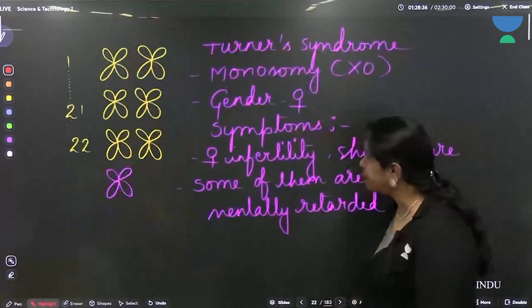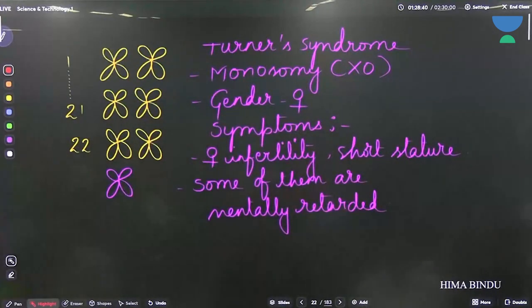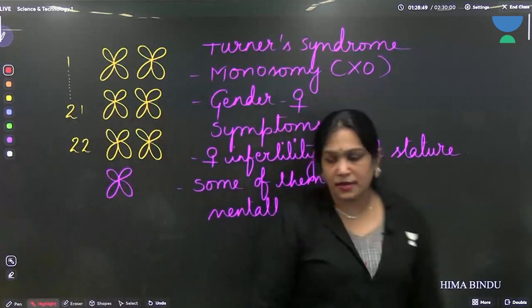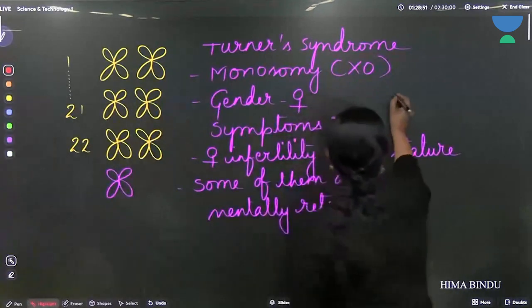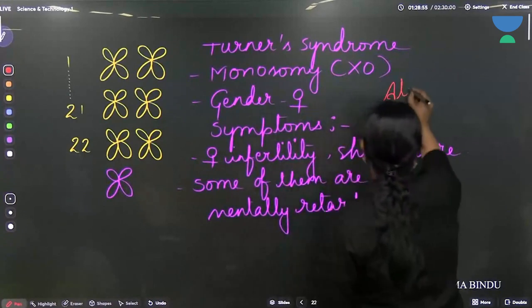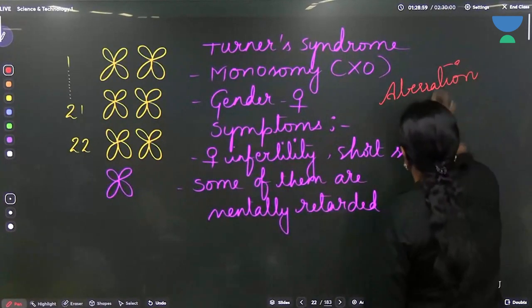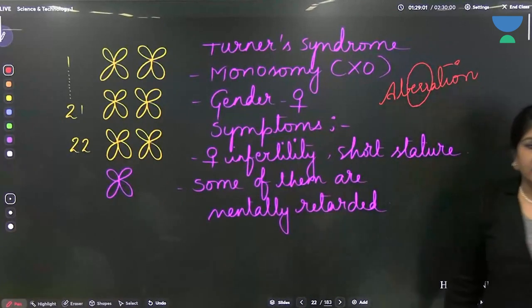Clear till now? Next. Now let us see some chromosomal aberrations. Note the word once. Chromosomal aberrations. Aberrations means errors. If you observe this word aberration, in it you can observe the word error.